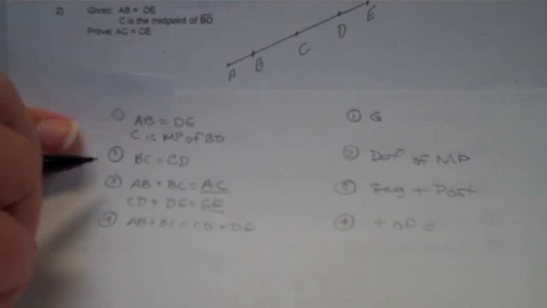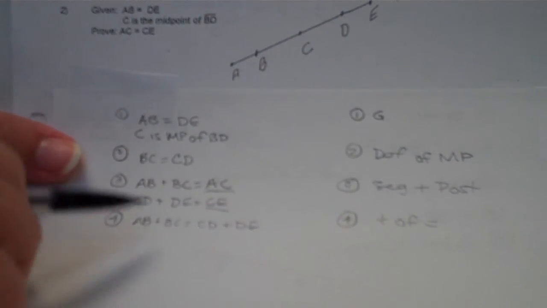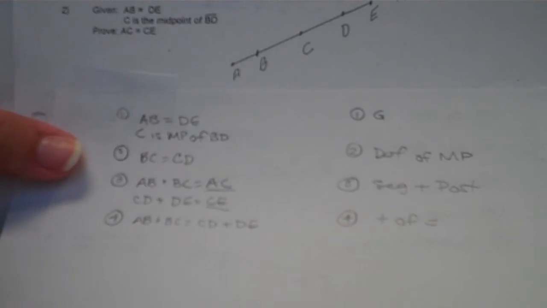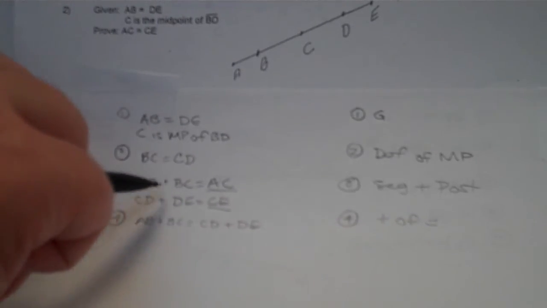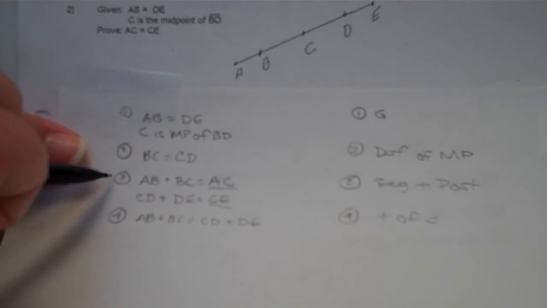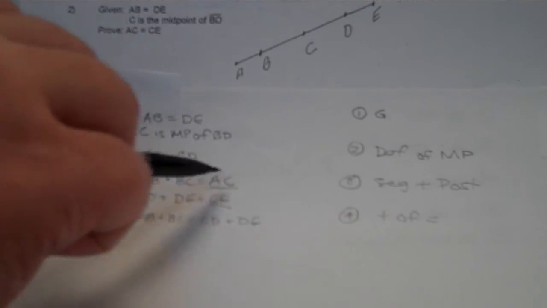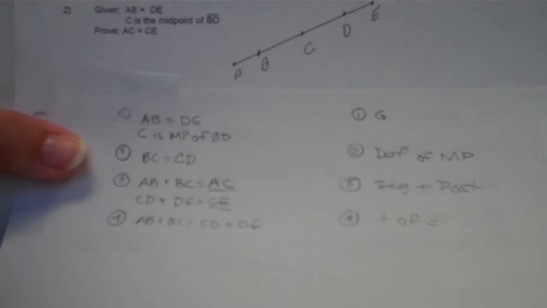Now a lot of people like to skip step 3 and go right to step 4. You can't do that. Alright? So you have to remember that you have to put these in. You can alternate and do step 4 before step 3, but you still need step 3 in the proof somewhere.